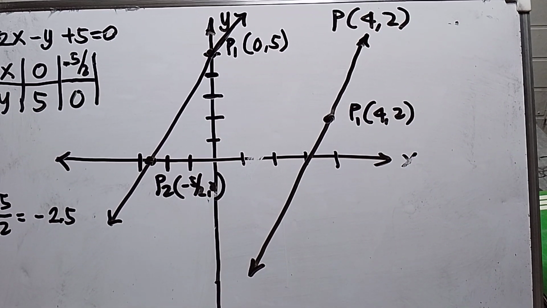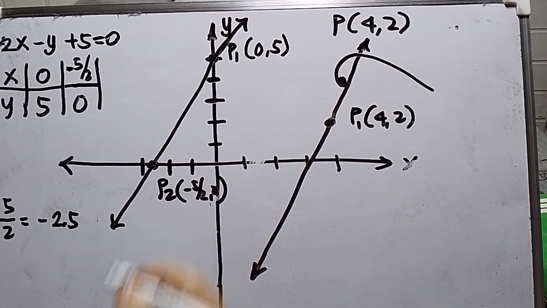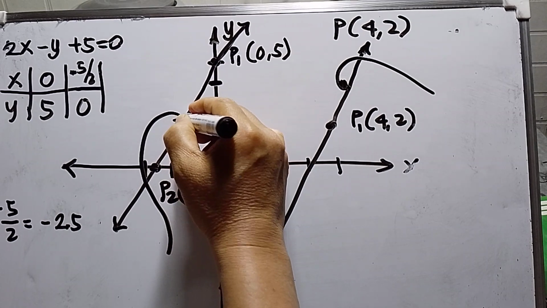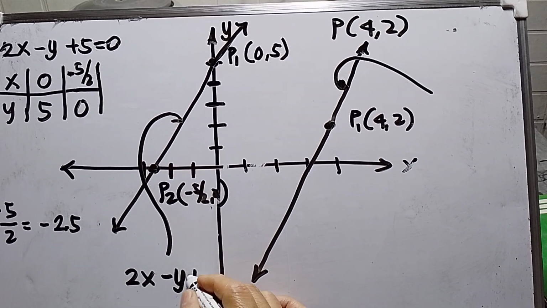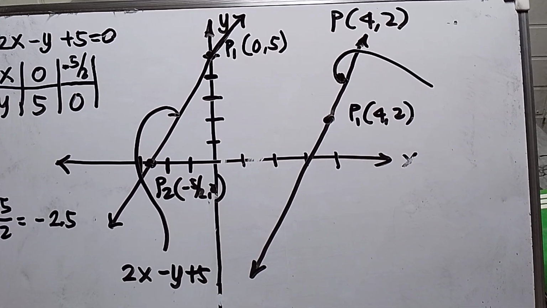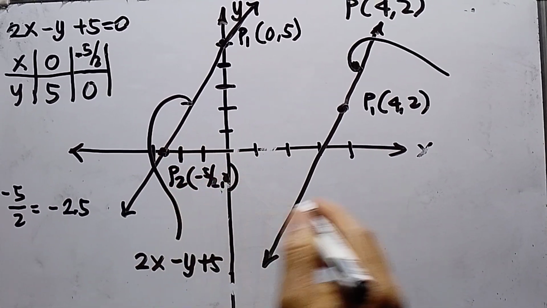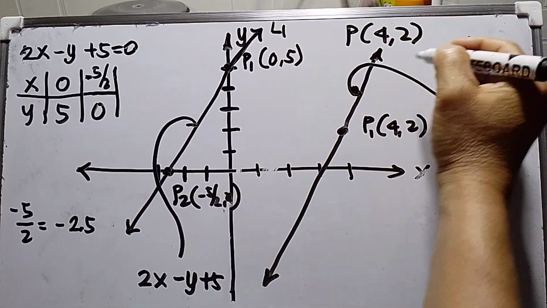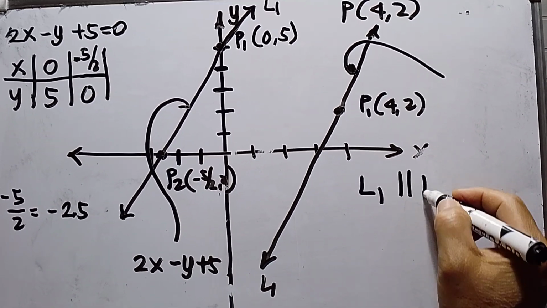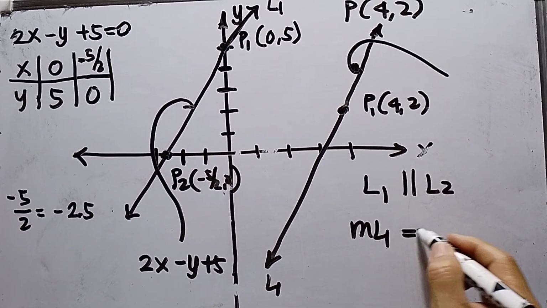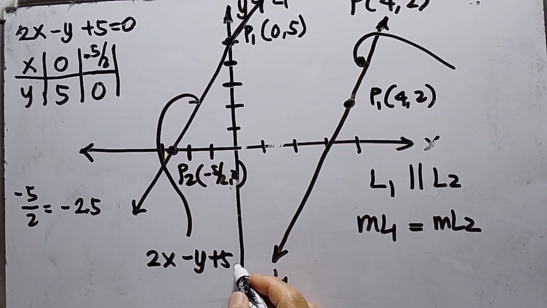Now the question is, what is the equation of this line? The equation of this line is 2x minus y plus 5. Okay, so I need to find the slope from this line because this is parallel. If this is parallel, for example this is L1 and this is L2, so if line 1 is parallel to line 2, meaning the slope of line 1 will be equal to the slope of line 2. So I need to find the slope from this equation.